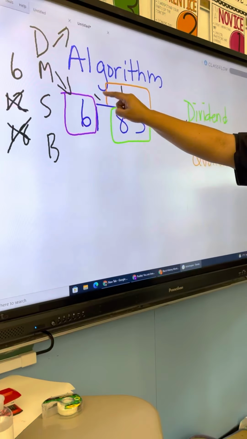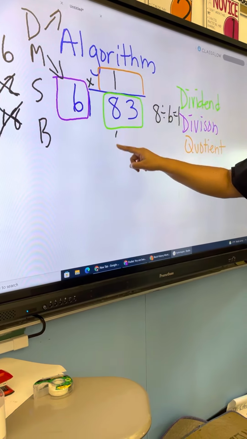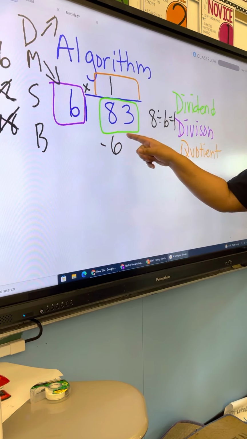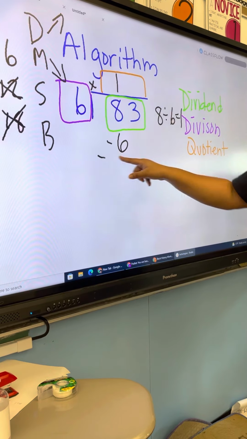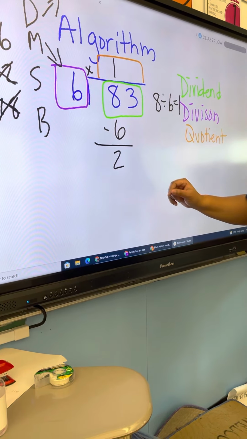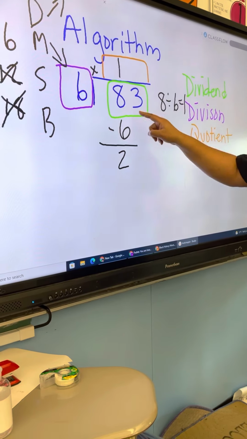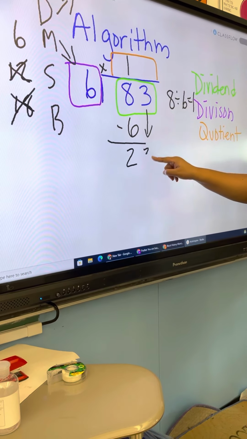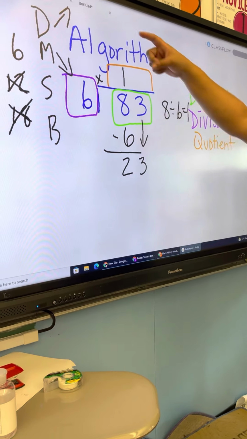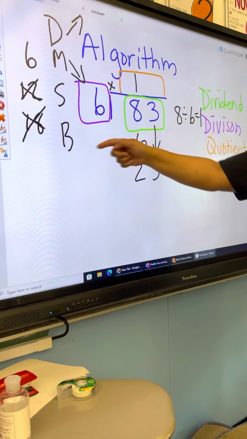Now I'm going to multiply. 1 times 6 is 6. I put my multiplication answer underneath the 8. Now I subtract. 8 minus 6 is 2. And I bring down the next digit, which is 3. So now I've got 23. So I've done all these steps: I divided, multiplied, subtracted, brought down.